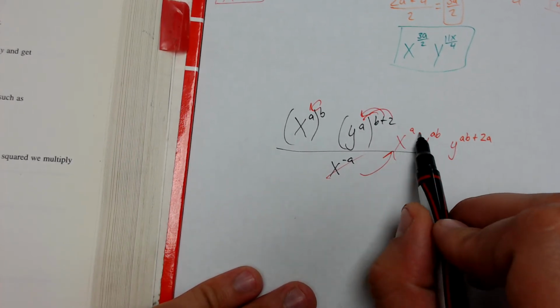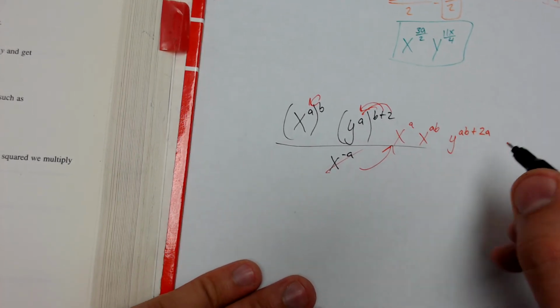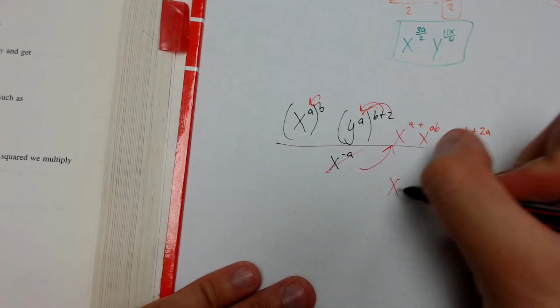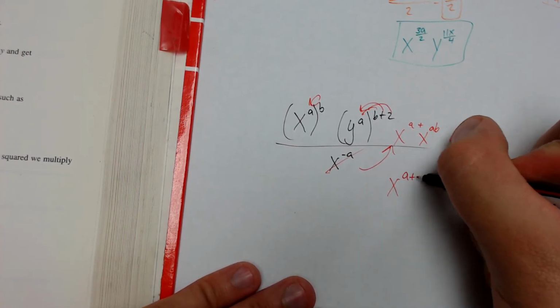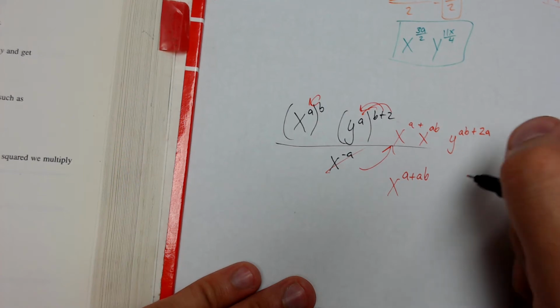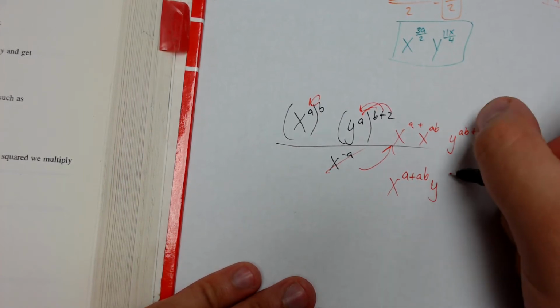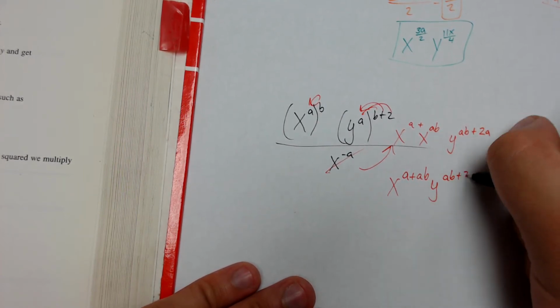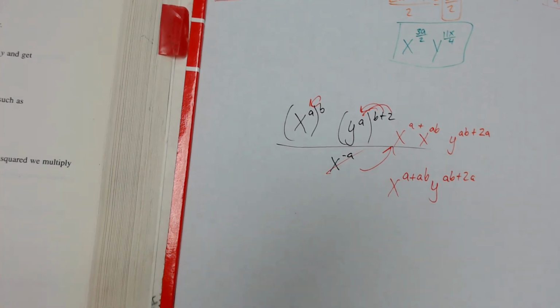So now all we have to do is just add these two exponents. So when we add these, we get x to the exponent of a plus ab, y to the exponent of ab plus 2a. That's your final answer.